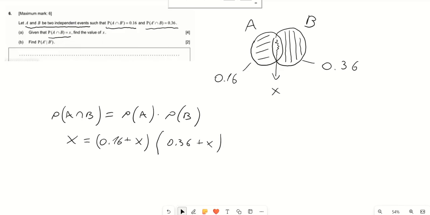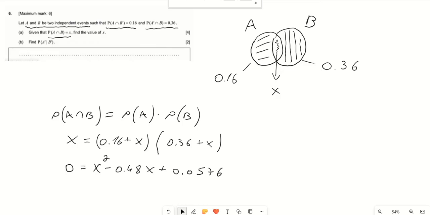So this is a quadratic equation. We can solve for X. We are going to get X squared, so I'm using the calculator for some of the steps here, minus 0.48x plus 0.0576.